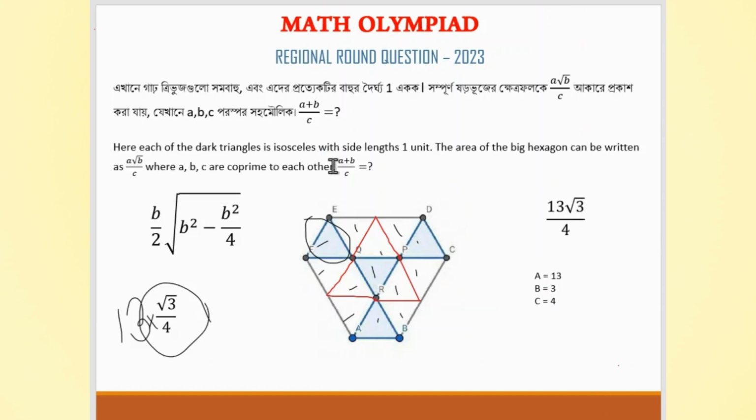Now, what do we have to find out? We have to find out a plus b over c. Now, what is a plus b? A plus b is equal to 13 plus 3, which equals 16. And 16 by c is 16 by 4, which equals 4. So basically, it means the whole answer is 4. So that's our real answer for this one. Our final answer is 4.